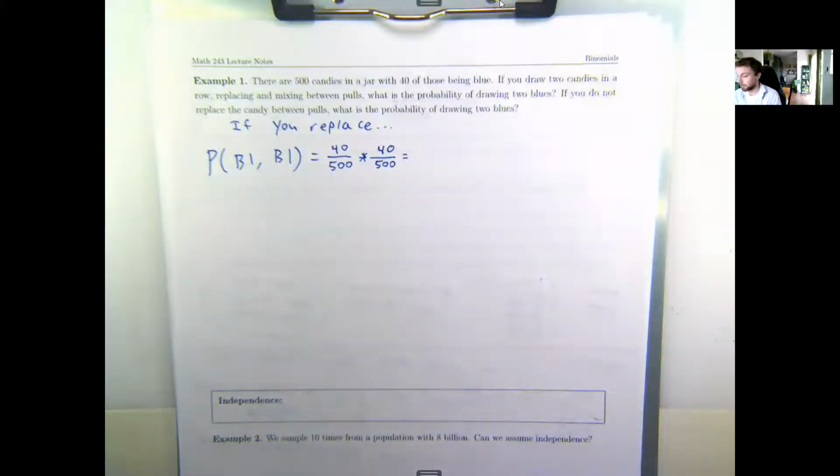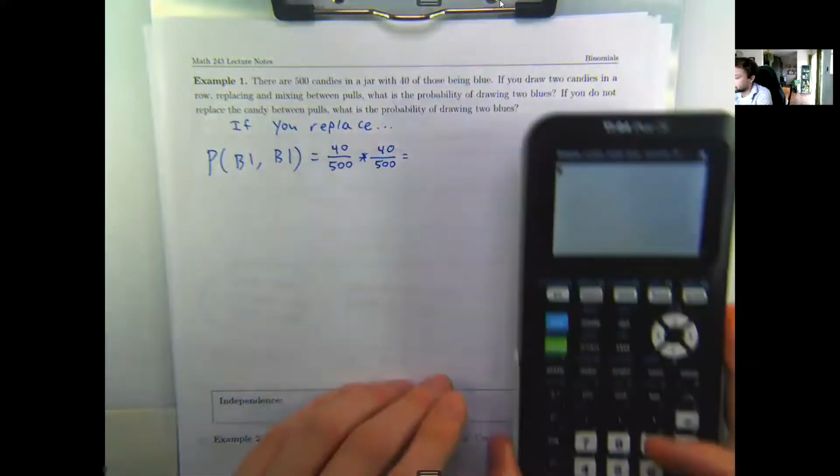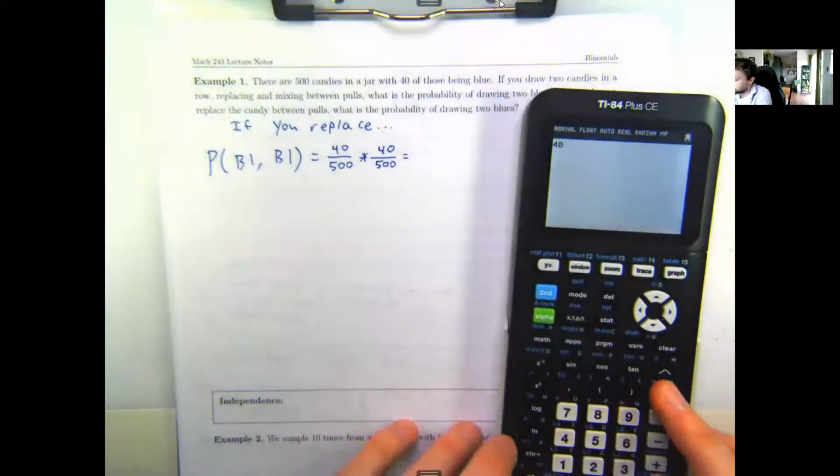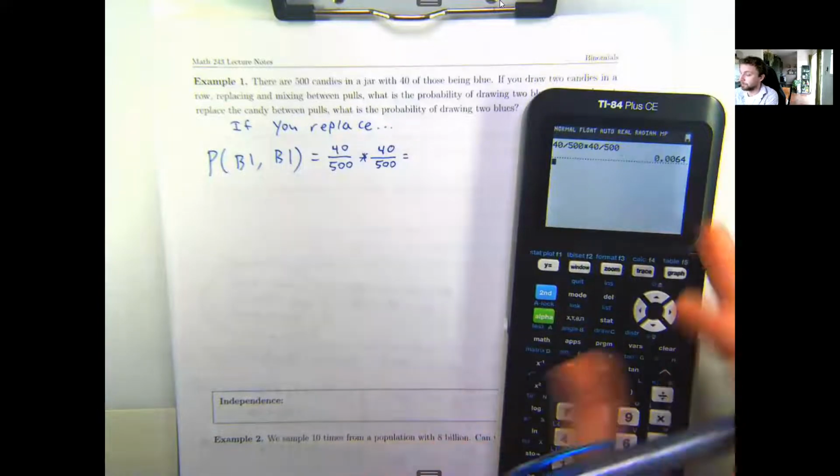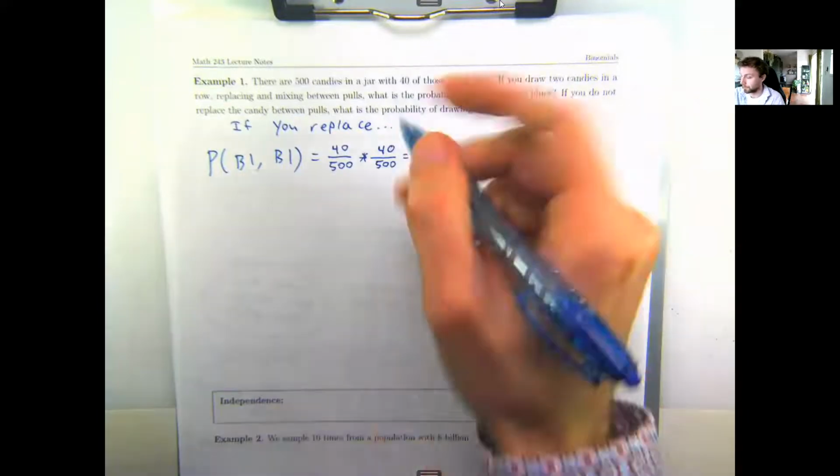So I could type this into my calculator. I can even say 40 out of 500 squared, because this is just showing up twice there. I get 0.0064.